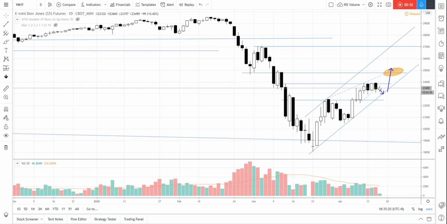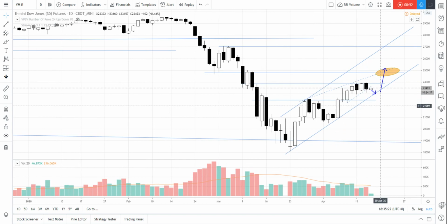As you can see here, today we have formed a small bar at the moment. I think Dow Jones is bullish due to the news that President Trump will issue some sort of guidelines regarding reopening the economies in the US. But so far the movement is not that much, probably just less than 1% or even 0.5%.